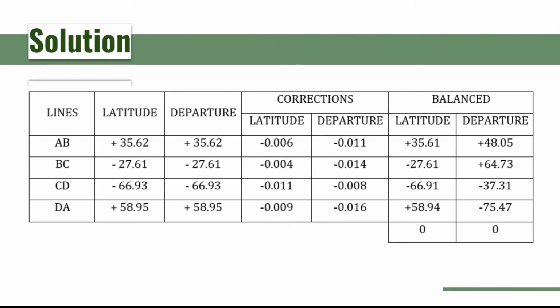We now have corrected the value of latitude and departure of each line. We will now check if we have balanced the latitude and departure. The first is to get the summation of latitude by adding all the corrected values. After adding all the corrected values, we get the answer 0, which means that we have already balanced the latitude. Now, we will balance the departure. After adding all the corrected values in the departure, we get the answer 0, which also means that we have the balanced departure.